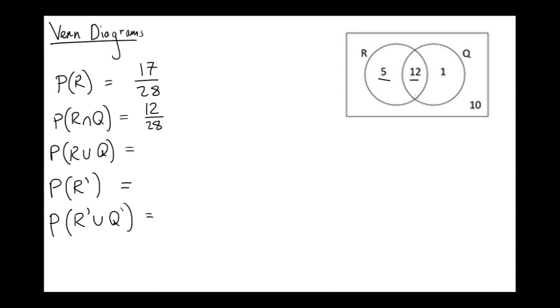R union Q is everything inside these circles. Okay, so that's 18 out of 28. This is something a little bit new. This dash means not R. So anything but this circle. So we ignore what's in this circle and we go outside it. So not in the circle, so that's 1 plus 10. So that's 11. Finally, not R or Q, so that means nothing inside here. So it's just 10.